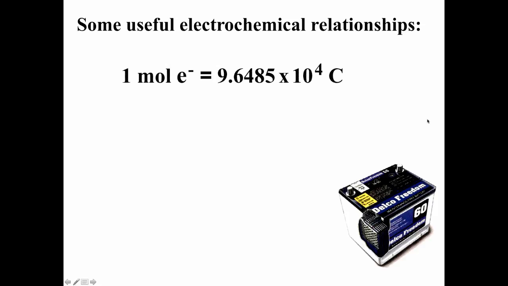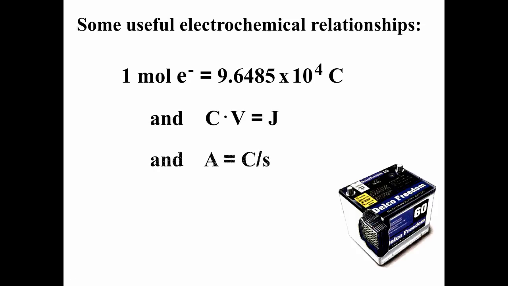Now here are some useful electrochemical relationships that, again, you should know how to work with. Some of you in physics may have seen some of these things before. One of them we've seen already. The Faraday constant is essentially the charge of 1 mole of electrons. So 1 mole of electrons is 9.6485 times 10 to the 4th coulombs.